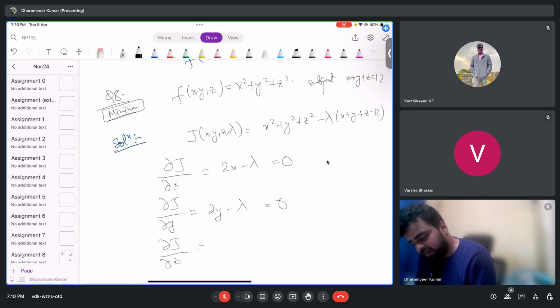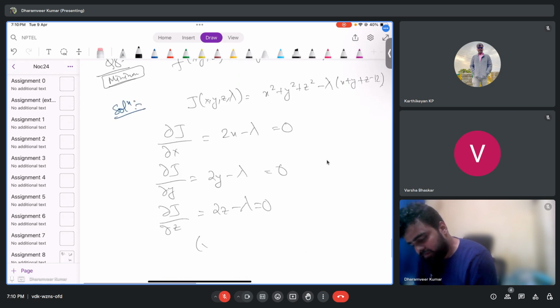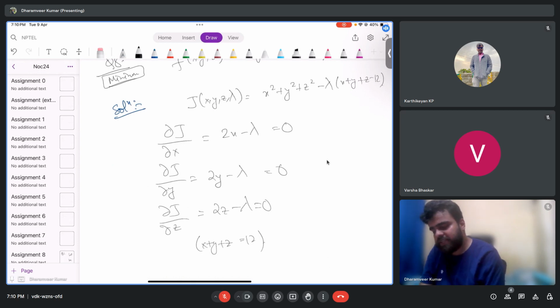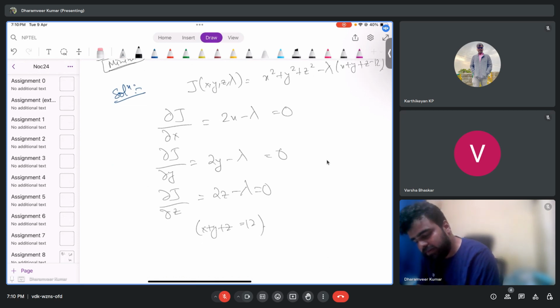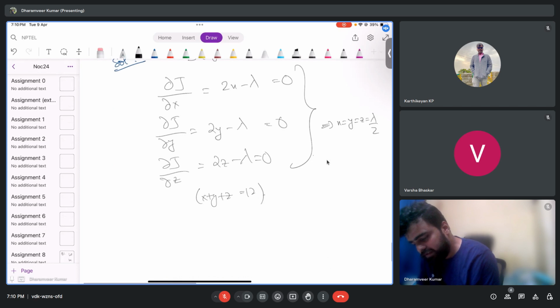Trivial, right? Very trivial. So what you can do, x is lambda by 2, y is lambda by 2, so that this implies y is equal to z is equal to lambda by 2. So if you substitute that over here, that implies 3 lambda by 2 is equal to 12.